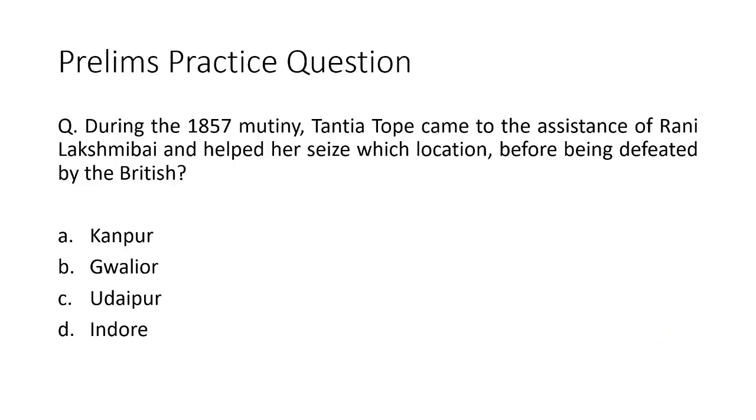Now let's take up the next practice question. During the 1857 mutiny, Tantia Tope came to the assistance of Rani Lakshmi Bai and helped her seize which location before being defeated by the British? The correct answer is option B, Gwalior.